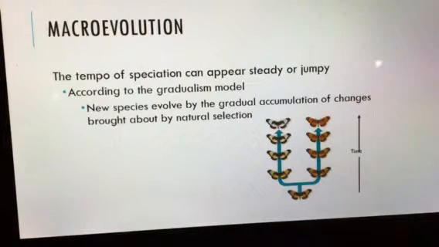So let's talk about the gradualism model. A new species in a gradualism model will gradually accumulate changes over a long period of time by natural selection. And remember, natural selection, the strong will survive and reproduce. And so with gradualism, they're typically stable conditions. And this is how Darwin thought that most species evolved, because of gradualism.